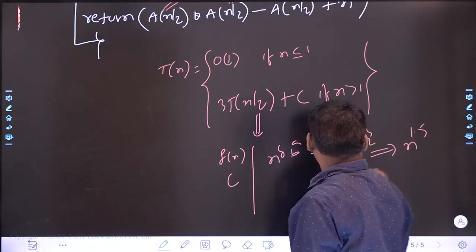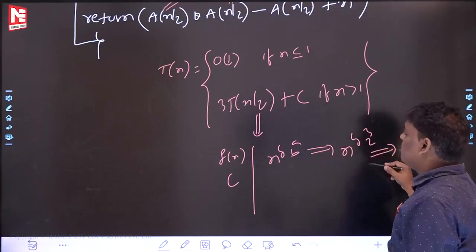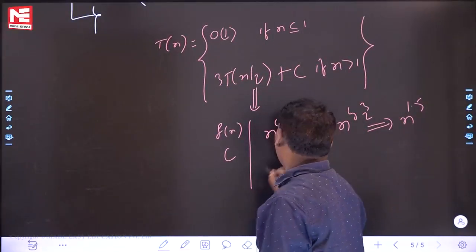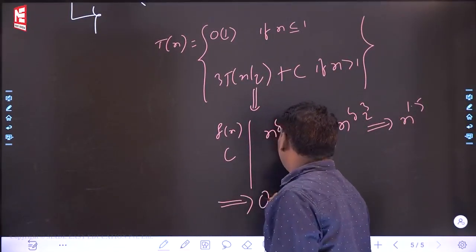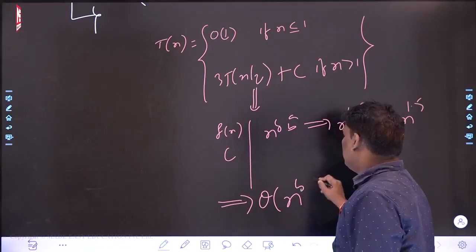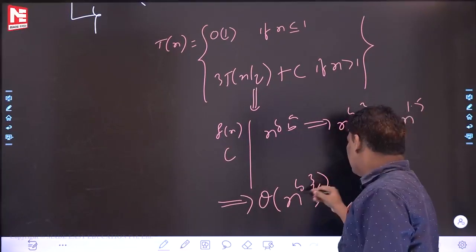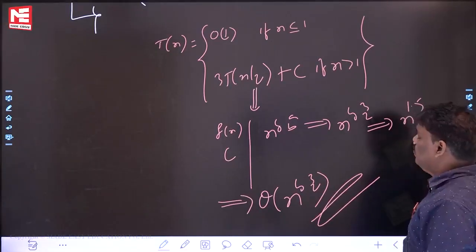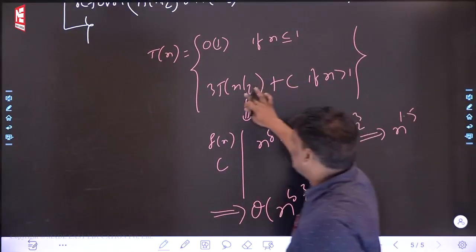So, finally, what is the answer? This one is bigger, right? Polynomial. It is a constant, and it is polynomially bigger. The answer is going to be theta of n power log 3 base 2. If it is not there in the options, maybe you can take this. So, the answer of this recurrence relation is n power log 3 base 2.